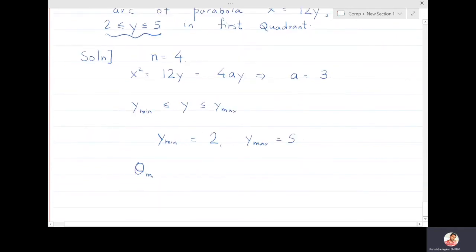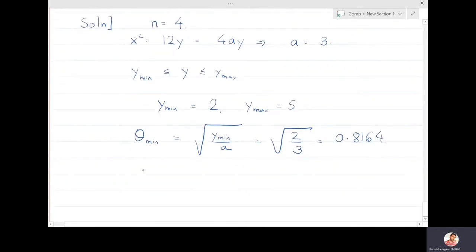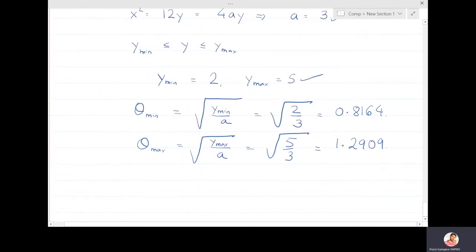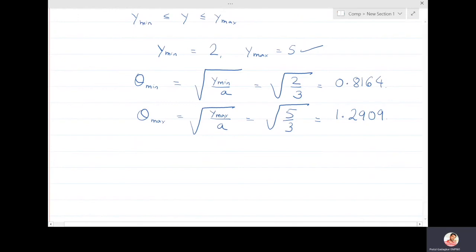θ min in this case is given by the square root of y min upon a, which is the square root of 2 upon 3, because a is 3, which comes out to be 0.8164. θ max will be the square root of y max upon a, which is the square root of 5 upon 3, which is 1.2909. And therefore, my value of delta θ, which is (θ max minus θ min) upon (n minus 1), n is 4, so this is 4 minus 1. So this minus this upon 3 will come out to be 0.1581.